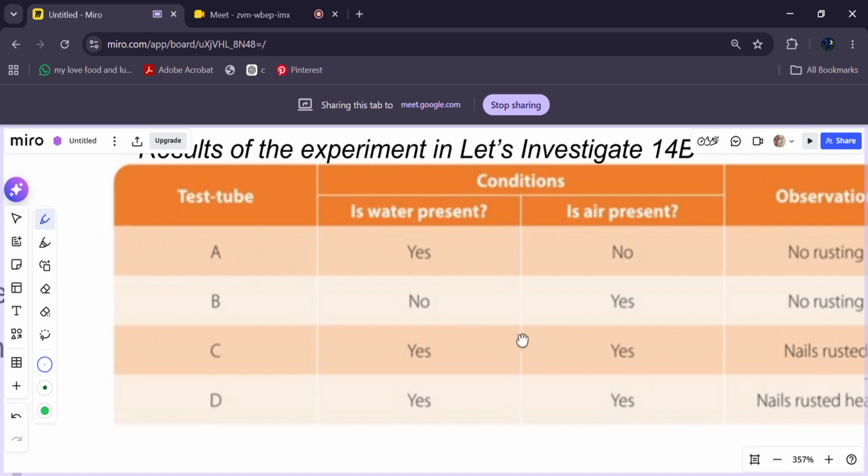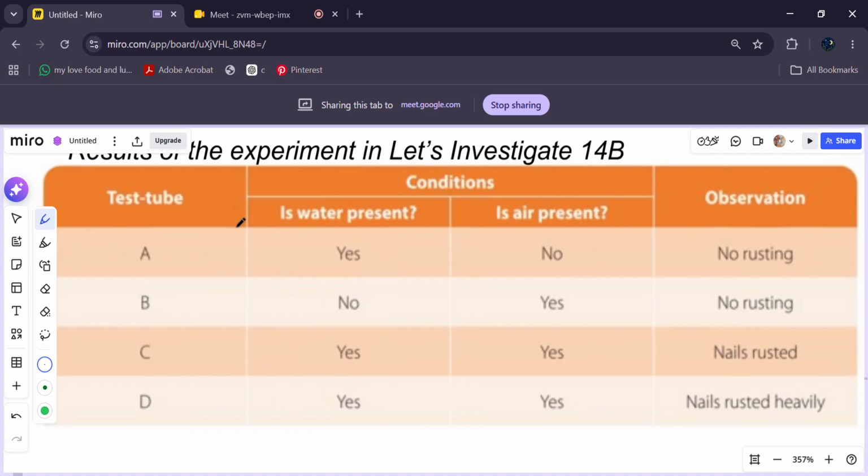So test tube A has oil and boiled water and a cleaned nail, while test tube B has cotton wool and anhydrous calcium chloride and a clean nail. Test tube C has just water, and test tube D has aqueous sodium chloride.